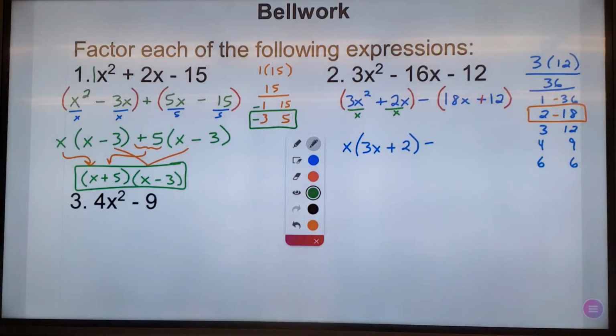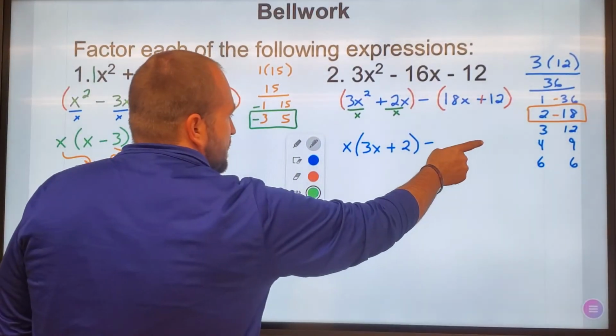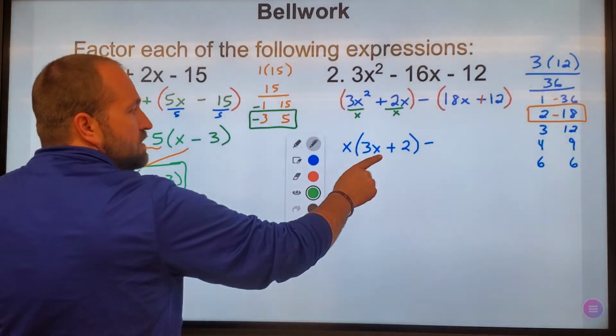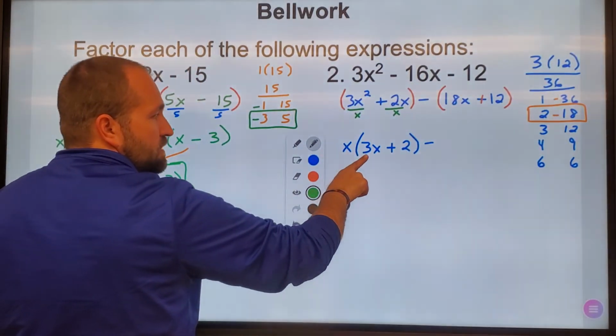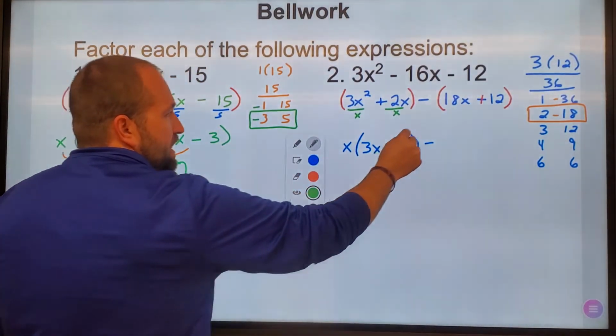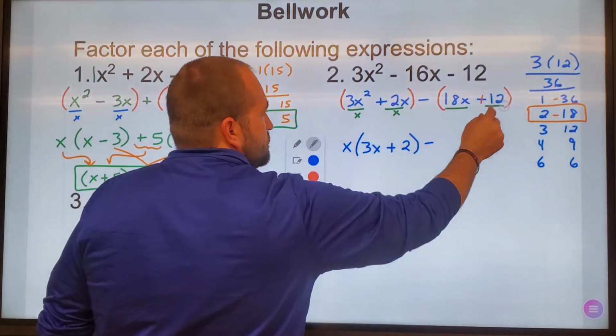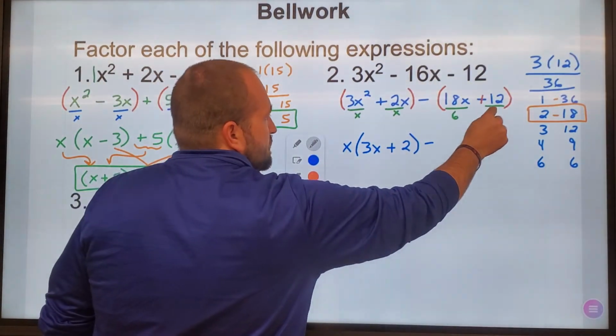18x and 12. I find out what I can divide both of those by. If you're struggling with that, again, understand that whatever happens inside the sets of parentheses here, they have to be the same as this. So if I look at what I need to come up with, 3, if I take 18 divided by 3, that should tell me what I can divide by. Okay, 18 divided by 3 is 6, so I'm going to divide by 6.